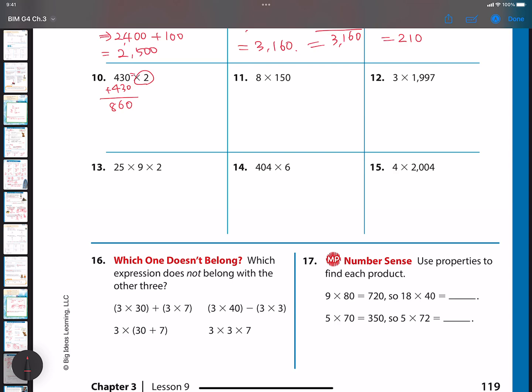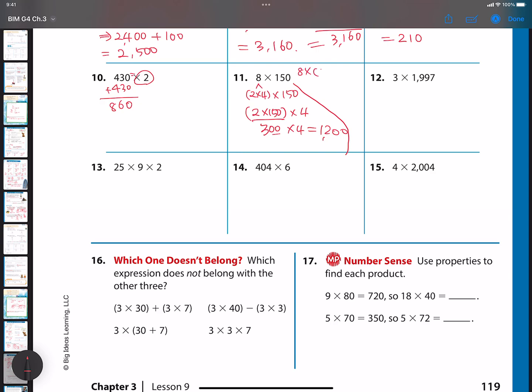8 times 150. Again, maybe they wanted us to use what? 2 times 4 parentheses times 150, and then we are going to change what? The parentheses order, and then associative property, right? Which is what? I'm going to use 2 times 150 first, times 4, and this is what? 300 times 4. 3 times 4, 12, 2 more zeros. So the answer is what? 1,200.